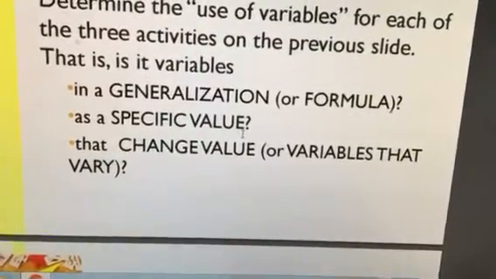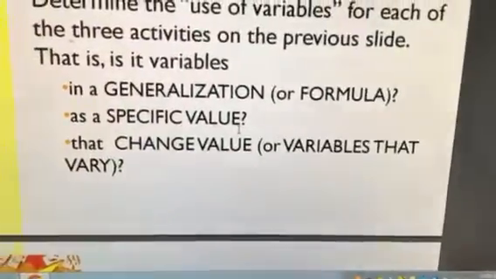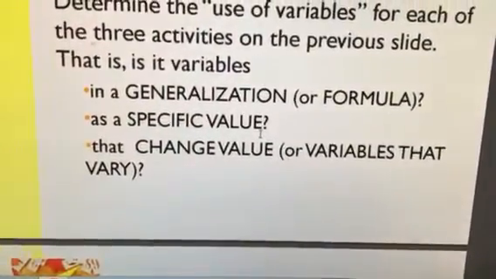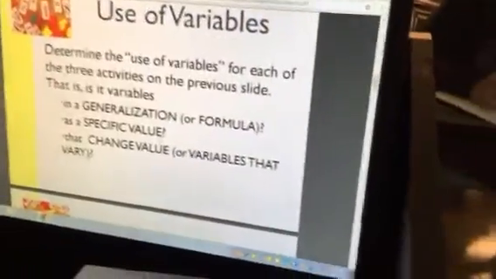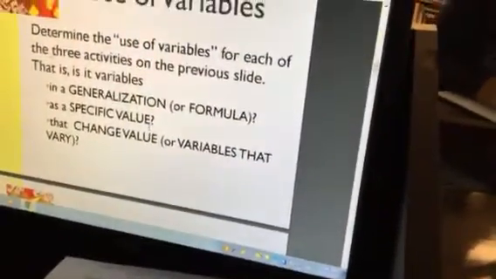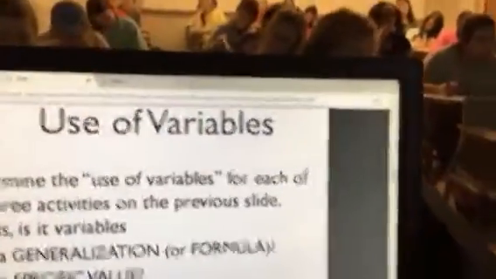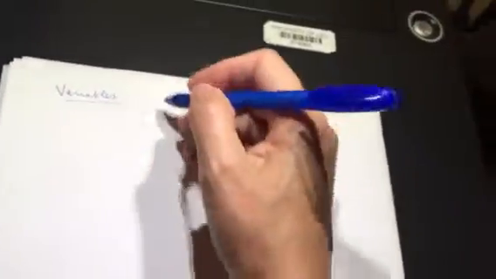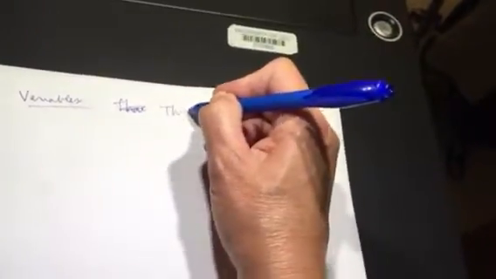Be able to identify how a variable is being used in a problem, from those problems we did. I'm going to just start a new page and write variables. I'll go back to the document camera here. So, three uses of variables.